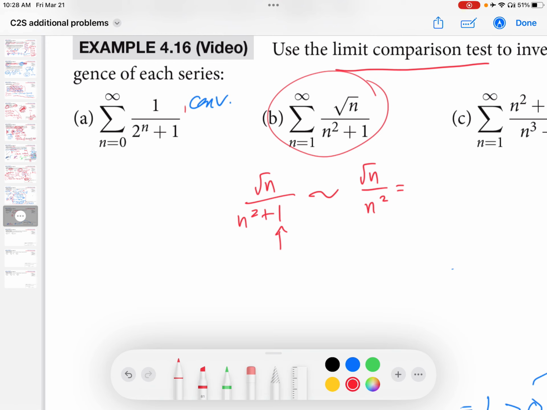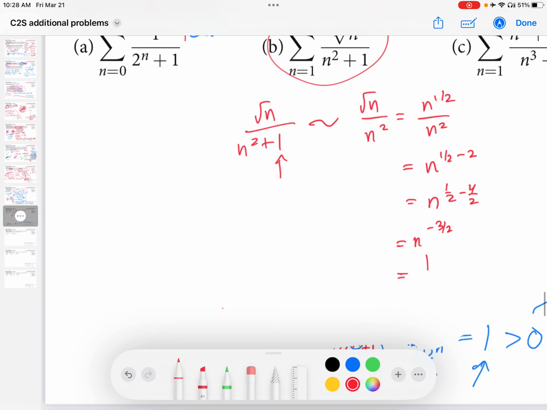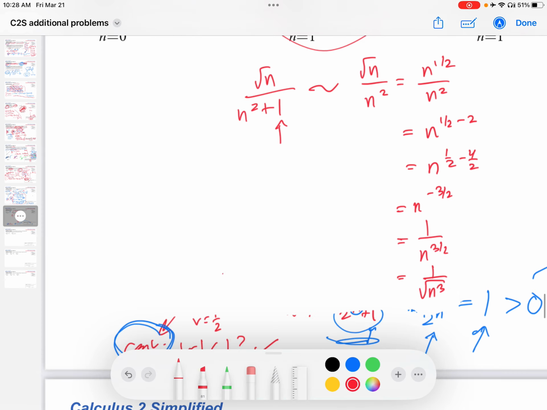And over here, I can simplify this. This is n to the 1/2 over n squared. Rules of exponents, that's n to the 1/2 minus 2, which is n to the 1/2 minus 4 over 2. And so that's n to the negative 3/2. Rules of exponents again, that's 1 over n to the 3/2. Rules of exponents one last time, which is 1 over the square root of n cubed. I can keep going from there, right?